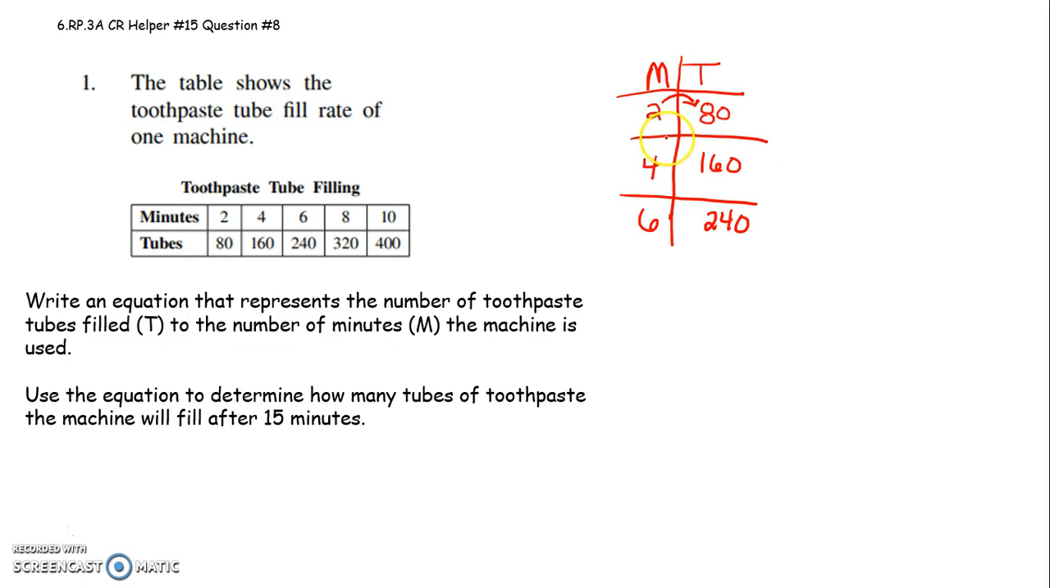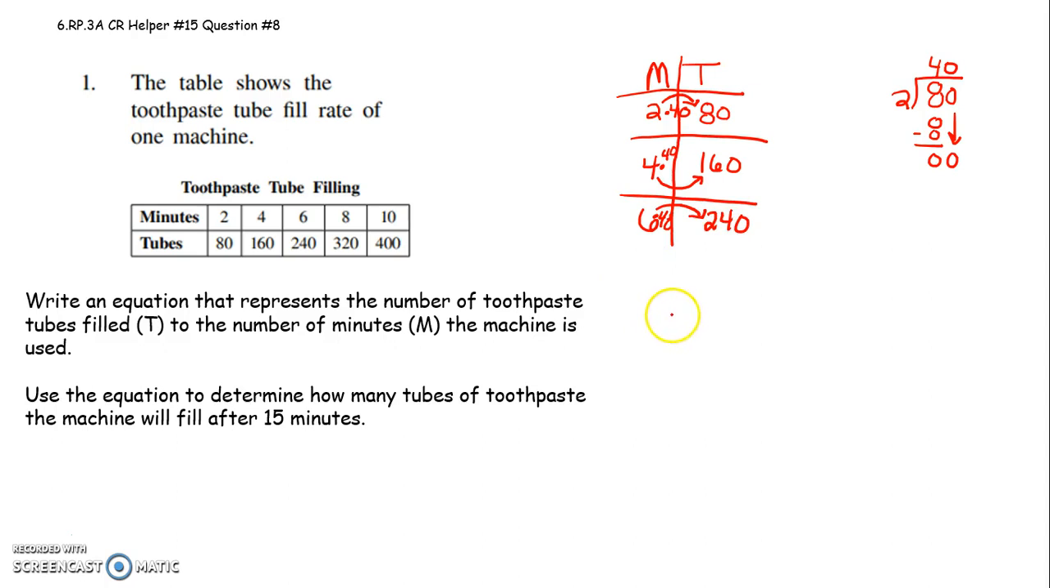How can I get from 2 to 80 using multiplication or division? How can I get from 4 to 160 using multiplication or division? How do I get from 6 to 240? Well, if we take a look here, and I take 80, divide it by 2, 2 goes into 8 4 times. 4 times 2 is 8. Remainder of 0. Bring down that 0. 2 goes into 0 0 times. That means 2 times 40 is 80. Well, 4 times 40 will get you 160, and 6 times 40 will get you to 240.